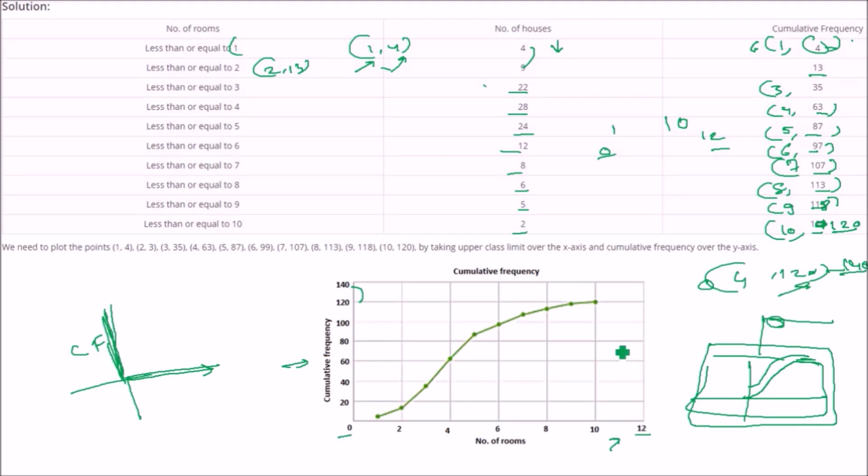So from 0 to 12 we have taken the x-axis, and the y-axis from 0 to 140. First is 1 and 4. So 0 to 2, 1 is here, and 4 will be somewhere here. So this is our first point. Let me take another point to show you how we made this. 5 and 87. So 5 is here. Go to 80, this is 90, so 87 will be somewhere here.